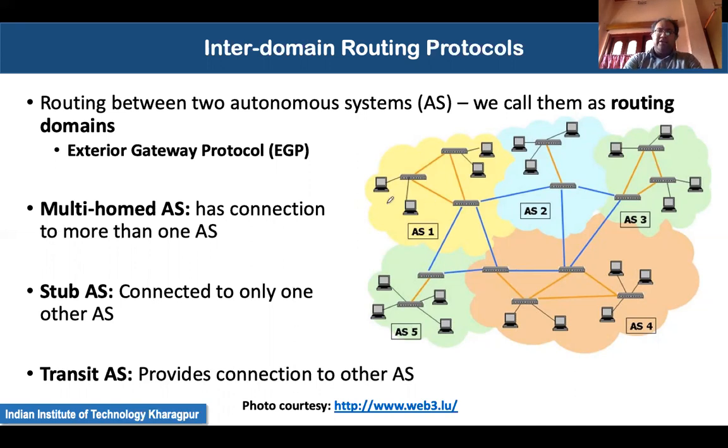But then, say your source is in autonomous system 1, and your destination is in, say, autonomous system 4. How you go from AS1 to AS4 becomes the question: whether you go via AS5 or via AS2 and AS3. That is the question. That resolution is done through the inter-domain routing protocol, or sometimes we call it the exterior gateway protocol.